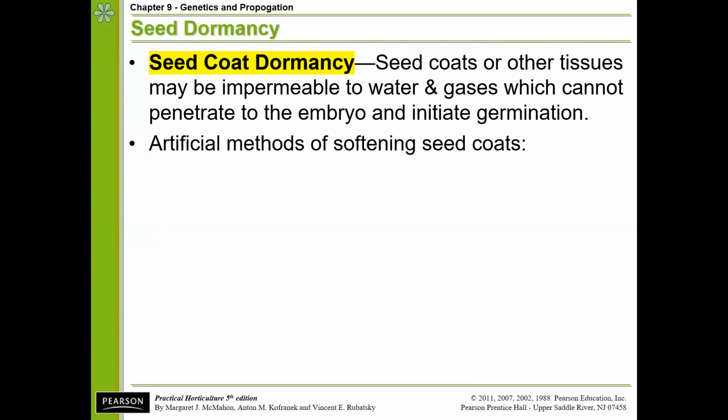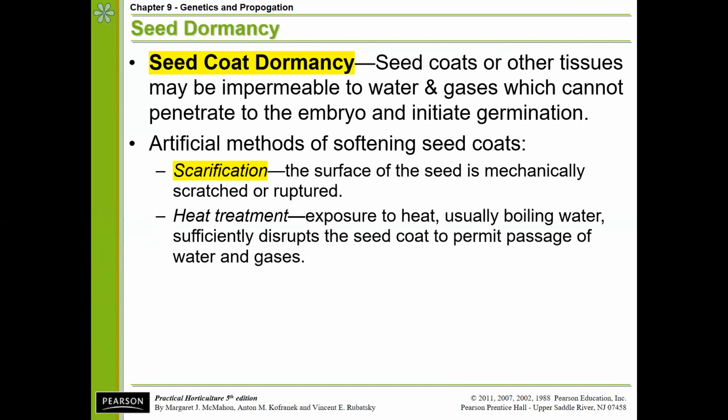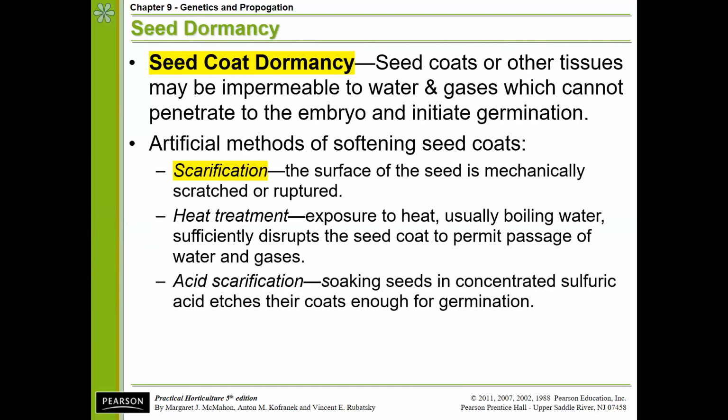And we have several methods of removing the seed coat or softening it in order to allow for germination. Big one is scarification, and that is where that seed coat is actually mechanically altered or chemically altered. Really, we look at both physical and chemical means as scarification. So really, the next couple here, heat treatment and acid scarification, those are both just types of scarification that basically disrupts the seed coat and allows it to germinate.